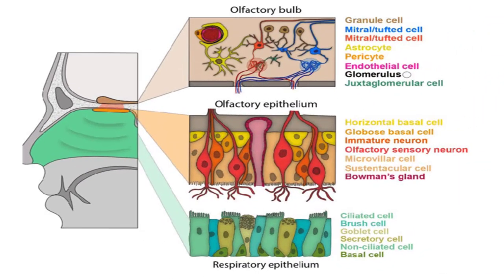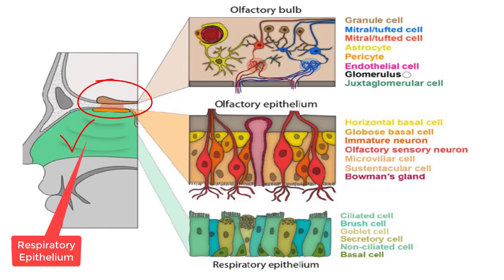Before I tell you about the cells of this epithelium, please focus on this image. You can see three colors over here: green, orange, and brown. Green is the respiratory epithelium that covers most of the respiratory system that we have covered. Here we have to focus on the orange and brown colors.